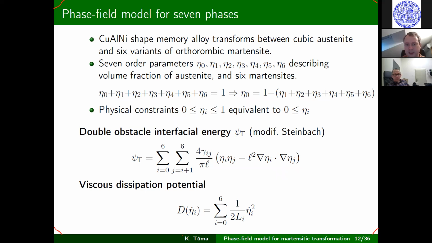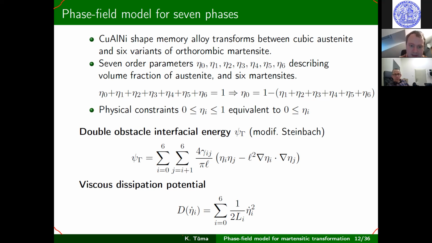So for the interfacial energy, we use some type of double obstacle, and we are using a modification of the interfacial energy by Steinbach. It looks like this. It contains several parameters. One is gamma ij, the interfacial energy between phase i and phase j. Typically, the interfacial energy between austenite and some variant of martensite is 10 times higher than between different variants of martensites, so we have to distinguish between these. And here, for simplicity, we just take the same interface thickness parameter L for all combinations.